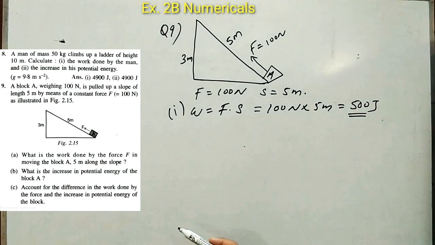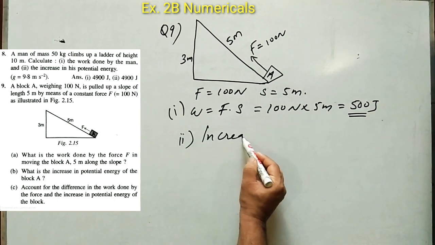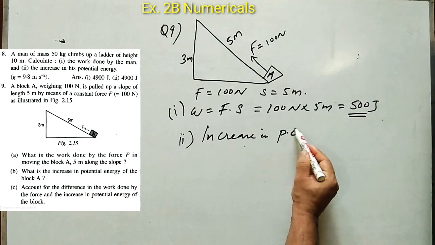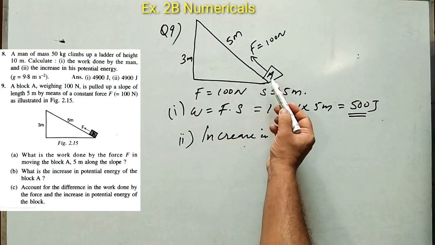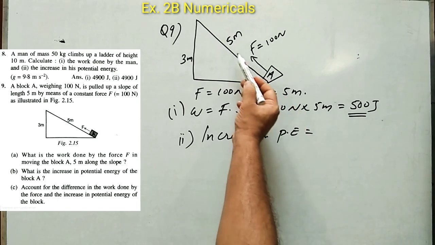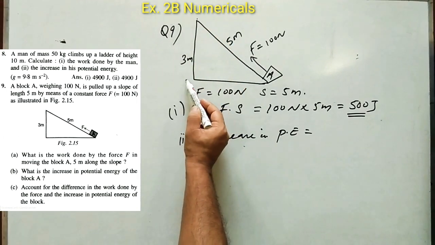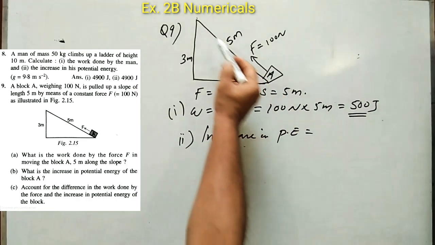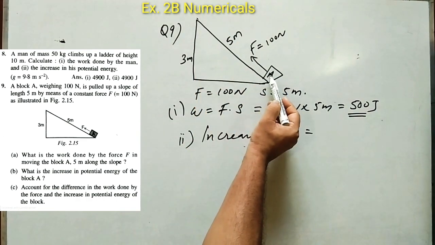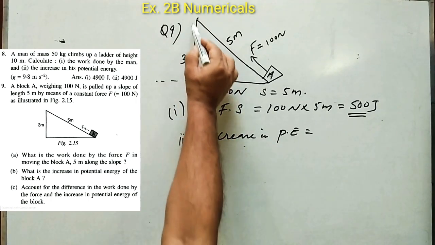Now what is the second part? What is the increase in potential energy of the block A? So in the second part you have to calculate the increase in potential energy of the block A. As you notice, the block is being pulled up along a distance of 5 meter and it reaches the top of the inclined plane whose height is 3 meter above the ground. Clear? So when the block reaches the top of the inclined plane, it is situated at a height of 3 meter above the ground.